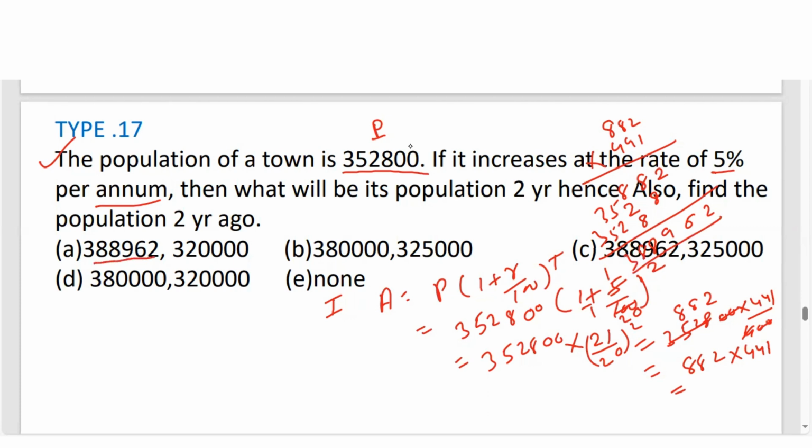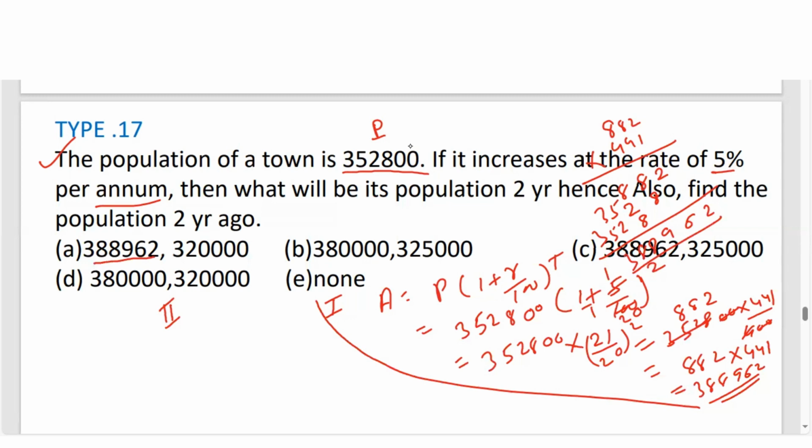388,962. We got our answer, right? So this is the question of the population after 2 years hence. So we have taken the power 2. Now you see the same question we can solve by the second method.